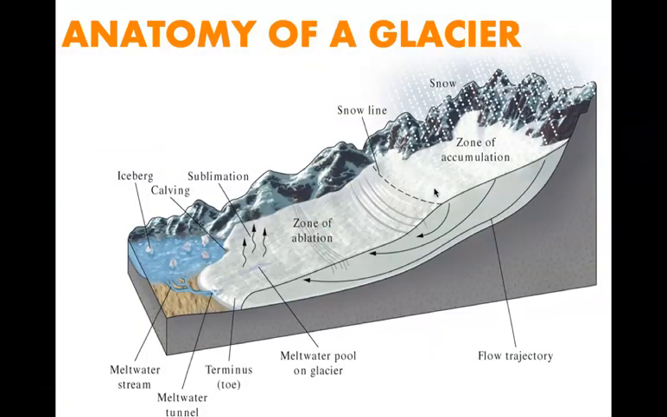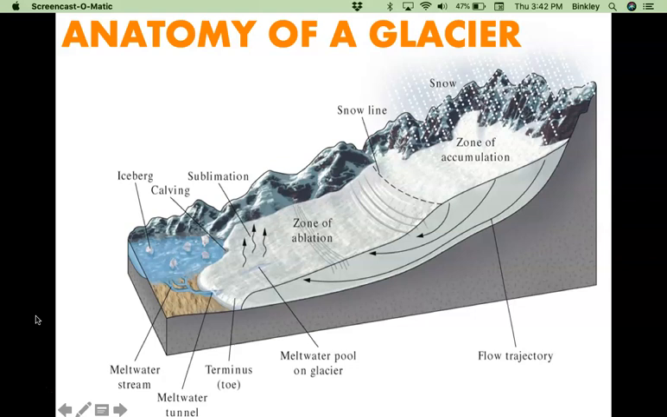Right, changing gears just a bit to an anatomy of a glacier, okay? Anatomy of a glacier. Got a handful of vocabulary words here. And yeah, you could probably plan on having a diagram to label. As I said, you could plan on a diagram about this and a handful of vocabulary.